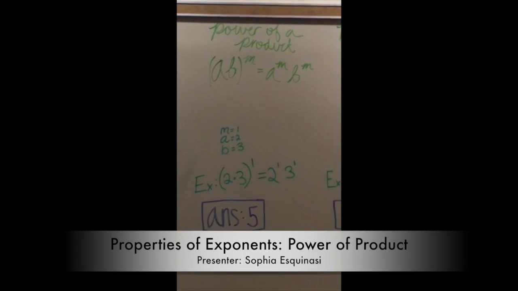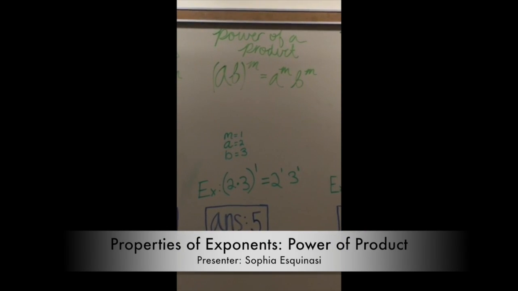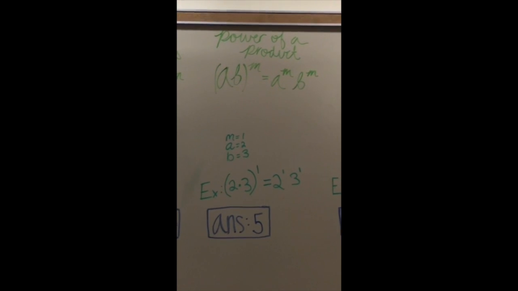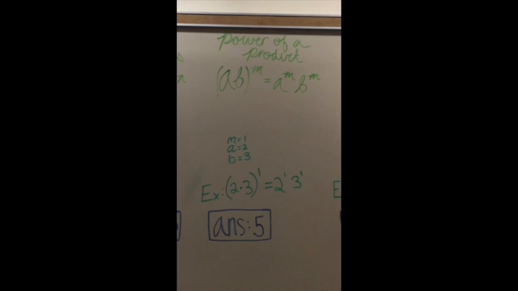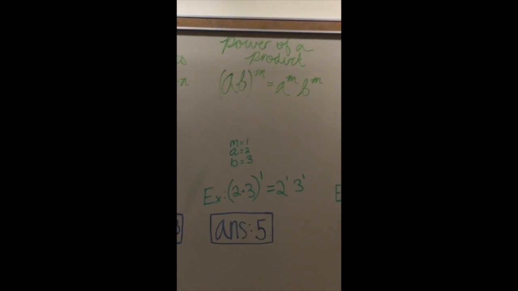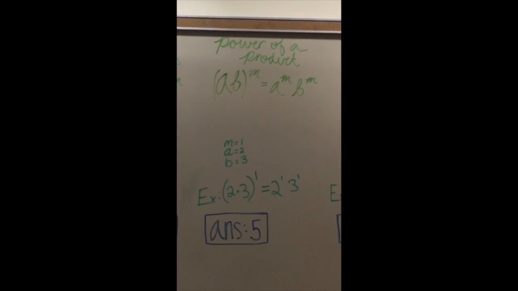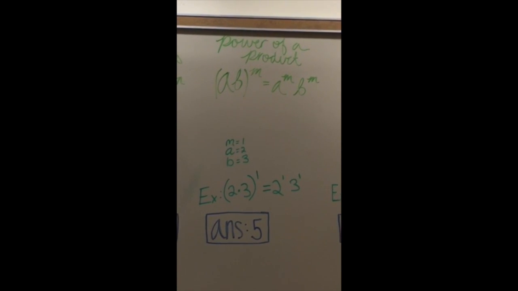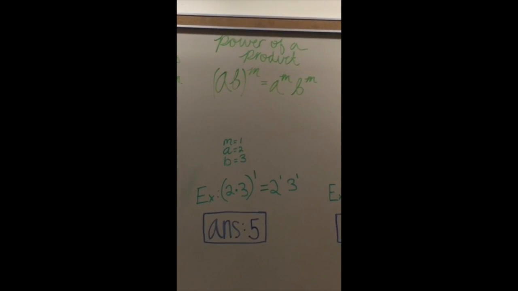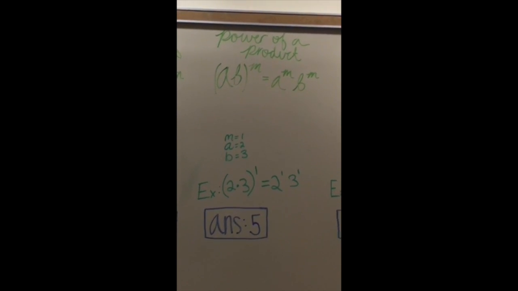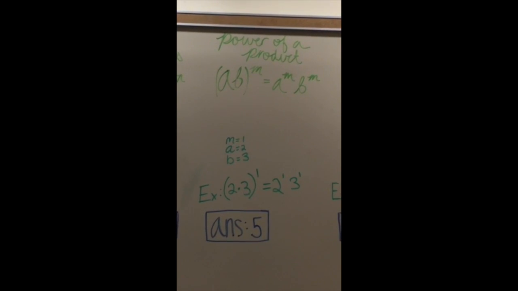Our next property of exponents is power of a product, and that is (ab) to the m equals a to the m times b to the m. So in our example problem, m was equal to 1, a was equal to 2, and b was equal to 3. When you work that all out and put in the numbers, it's (2 times 3) to the 1 is equal to 2 to the 1 times 3 to the 1. And when you solve that, 2 to the 1 is equal to 2, and 3 to the 1 is equal to 3, and 2 times 3 is 6. So your final answer is 6.